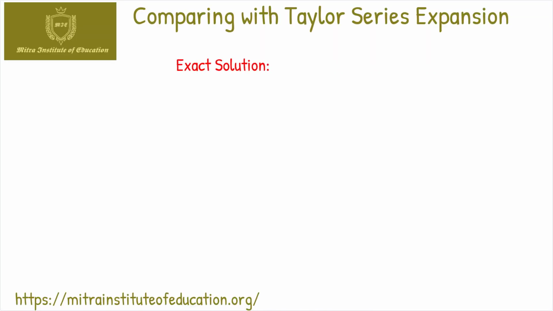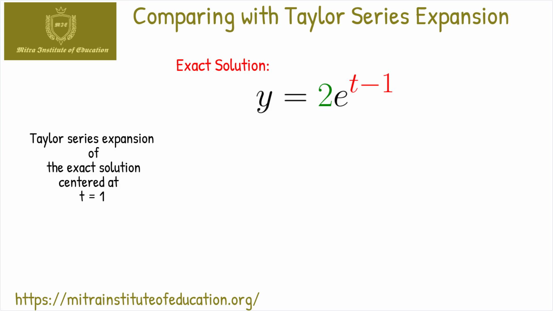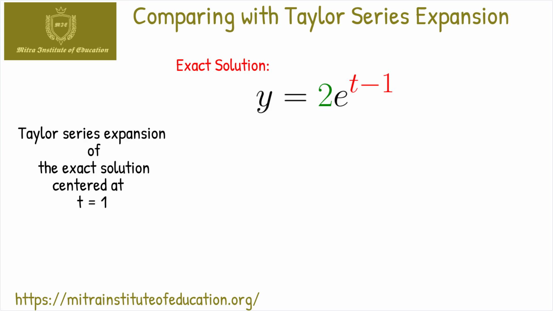To compare the exact solution with our iterative approach, we need to find the Taylor series expansion of the exact solution. But you might be wondering, what exactly is a Taylor series expansion? While fully exploring the Taylor series is beyond our current scope, let's review the basic idea. A Taylor series represents a function as an infinite sum of terms, where each term is based on the function's derivatives at a specific point. If that point is 0, it's a Maclaurin series.